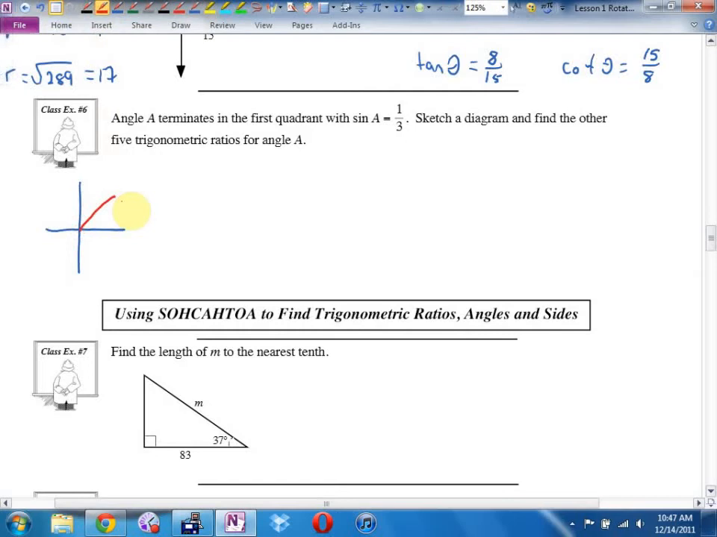Okay. So we know the sine of A equals 1/3. We want to find cosine of A, tangent of A. Which reciprocal goes with sine? Cosecant. I guess this one I can already do, 3 over 1. What goes with cosine? Secant. And what goes with tangent? Cotangent.